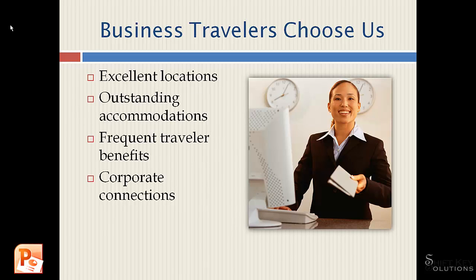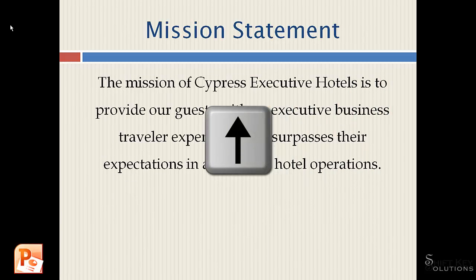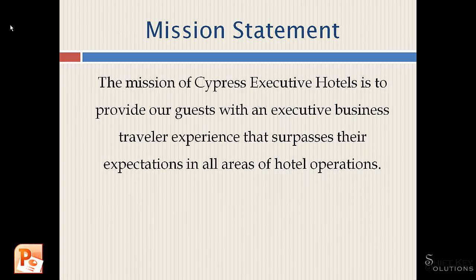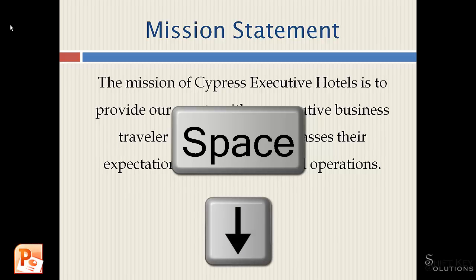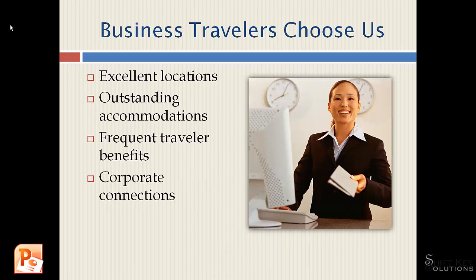Now, during my slideshow, if I want to go back one slide, I can use my arrow keys on my keyboard and press my up arrow. It'll move me back to slide 2. Now, again, if I want to move to slide 3, which is my next slide, I can press my space bar or I can use my down arrow key. And here we are on slide 3.